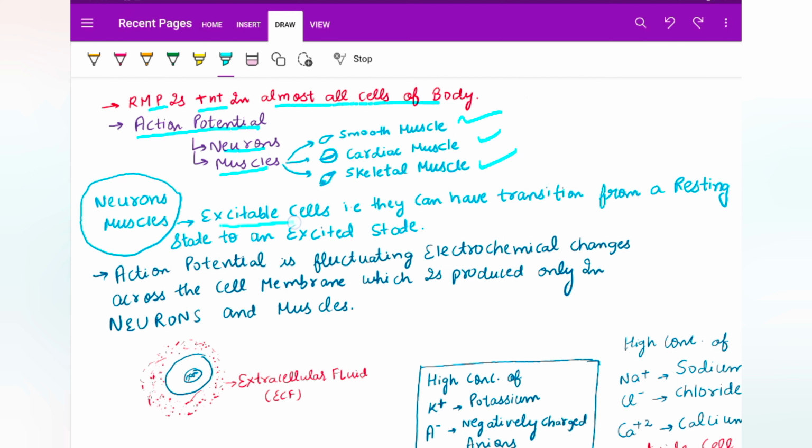They are excitable cells and they can make a transition from resting state to an excited state. Whenever they are stimulated properly, they can generate rapidly changing electrochemical impulses at their membrane. And these impulses are used to transmit signals along the nerve and muscle membranes. So action potential is nothing but those fluctuating electrochemical changes across the cell membrane, which are produced only in neurons and muscle cells.